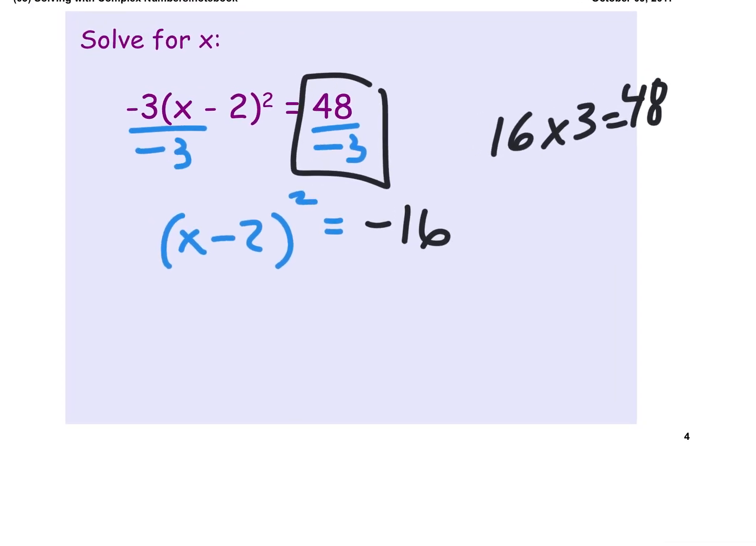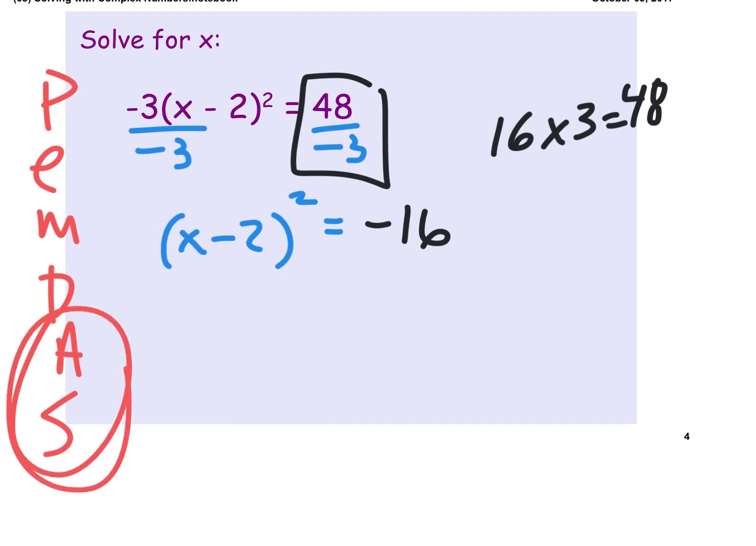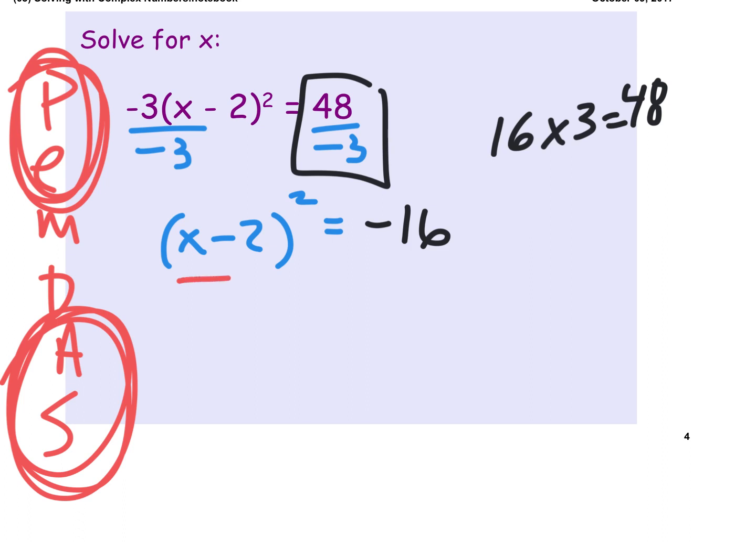Here's why. PEMDAS: when you're solving an equation, you should look to see if you can add or subtract anything first. The last thing you deal with is the stuff that's the exponents and the parentheses. See? Exponents and parentheses, they're last. So the first thing we needed to do was divide. There was no add or subtract we could do, but there was a multiply or divide we could do. That's why we divided by negative 3 first.